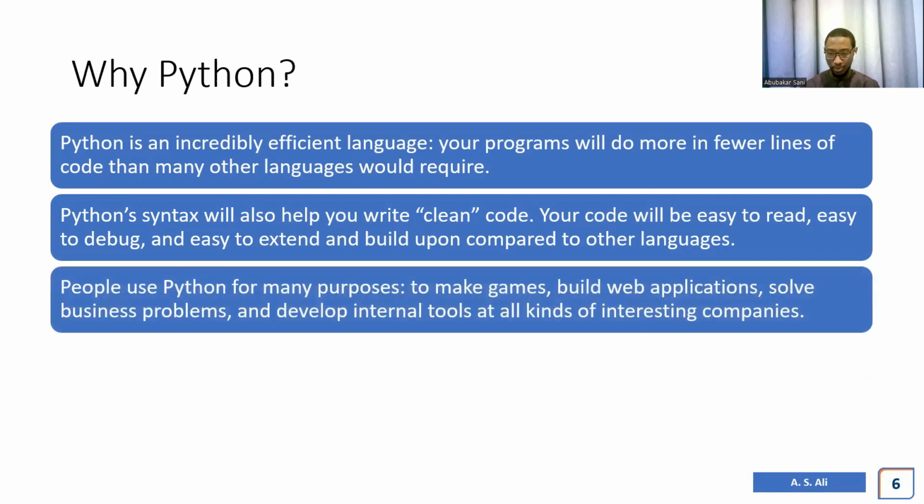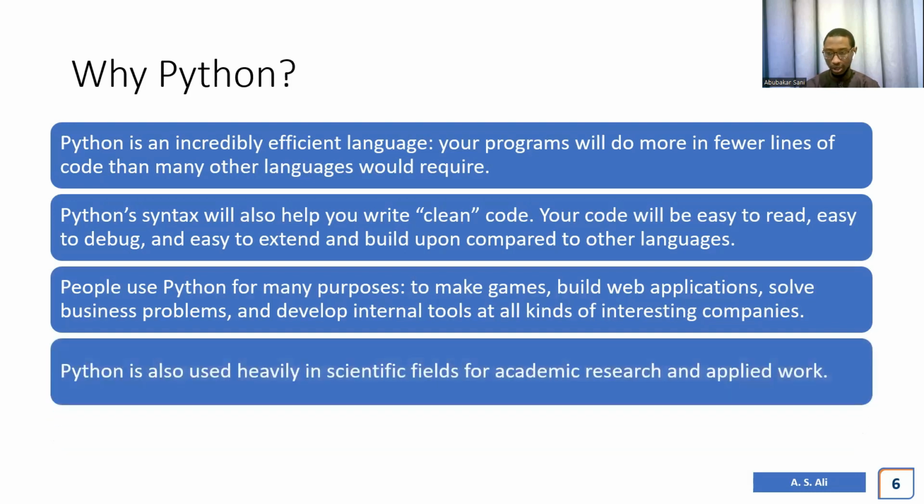For example, people use Python to make games, build websites and web applications. You can build it with Python. You can solve business problems. AI, machine learning: the language of AI and machine learning is Python. So if you are interested in learning or doing anything in AI and machine learning, then you can't escape using Python. Not only that, when it comes to the scientific world, many people also like to use Python. So it's used a lot.